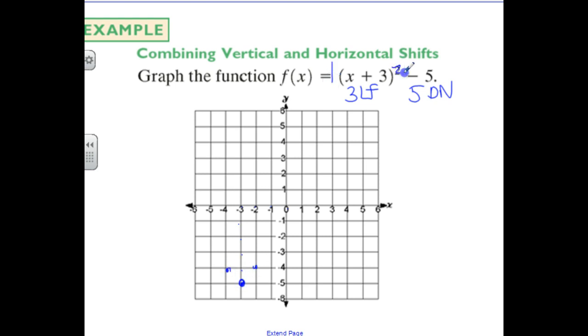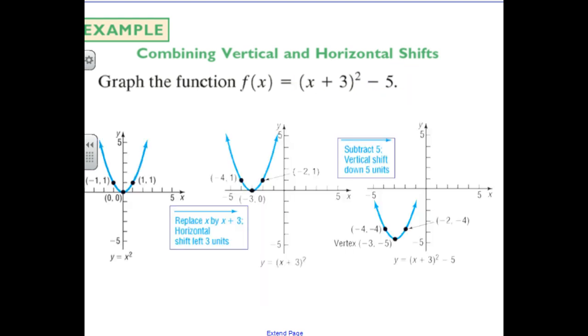I know from my Simon Says game that this is y equals x squared, so I'm going to graph that parabola. The book is going to go through step by step, but they have the exact same answer that we did eventually.